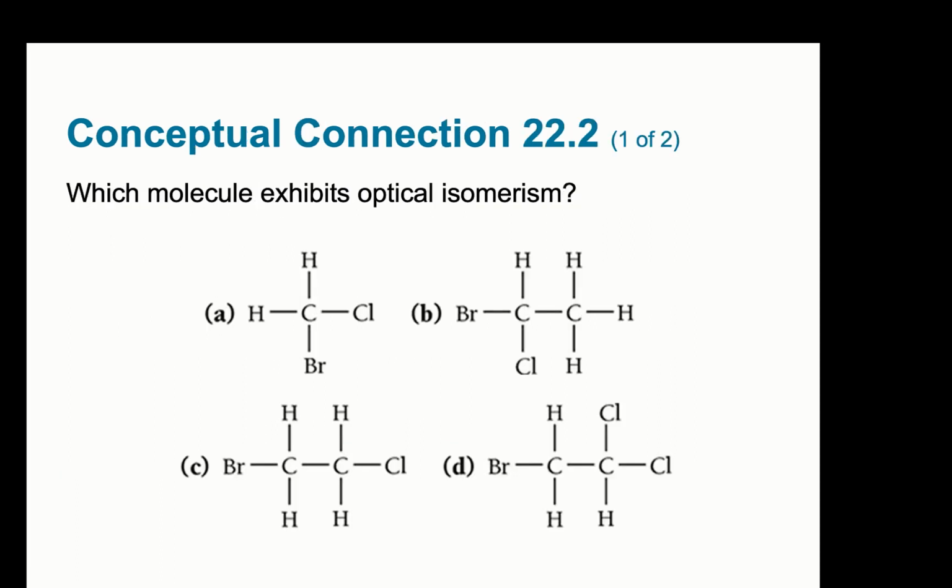Okay, so look at this question here. Which one is going to have optical isomerism? It means you have to have a carbon with four different things on it.